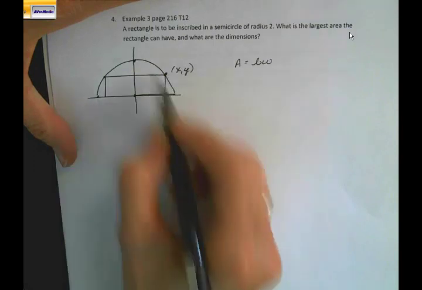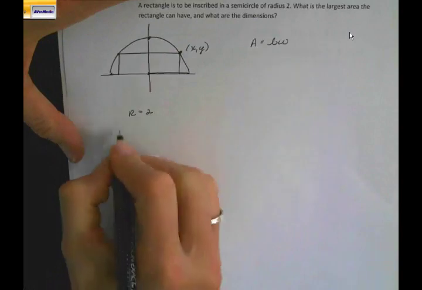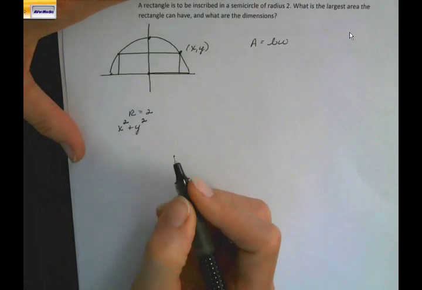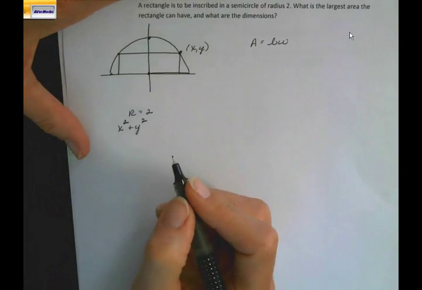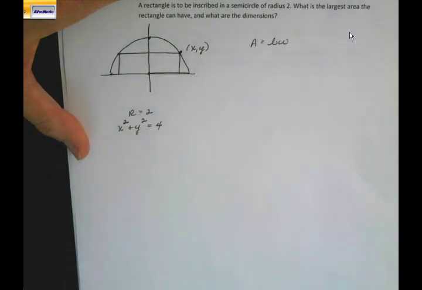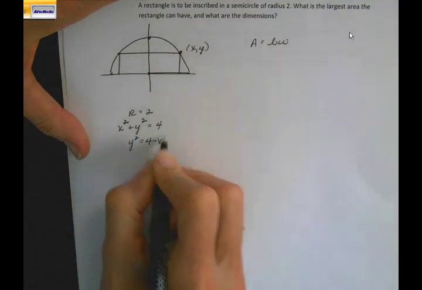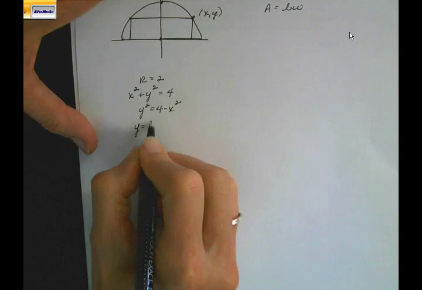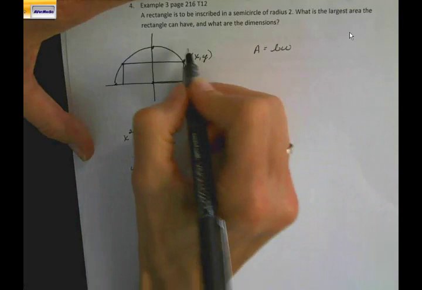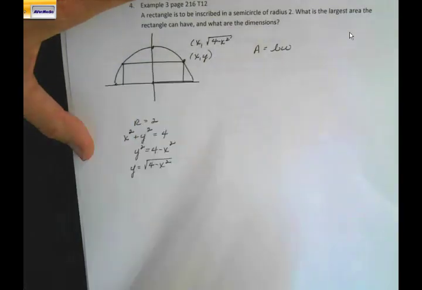Well, if you have a circle whose radius is 2, what is the equation of the circle? It's x squared plus y squared equals r squared, right? So if I solve this for y, I'll get y squared equals 4 minus x squared, or y equals the square root of 4 minus x squared.